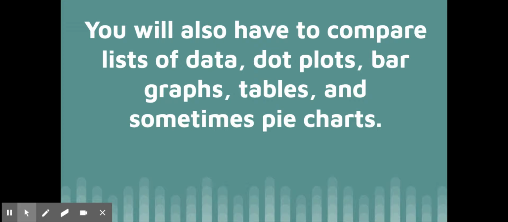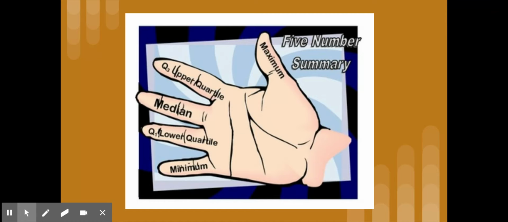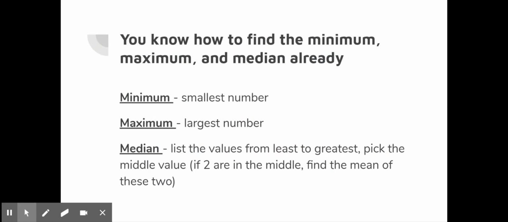Now on that box plot, you saw a bunch of different words. This is your 5-number summary. You've got the minimum, your lower quartile, also known as Q1 or quartile 1, your median, your upper quartile, also known as Q3 or the third quartile, and your maximum. So you can memorize this by just looking at your hand.